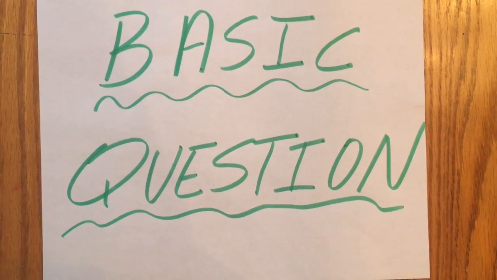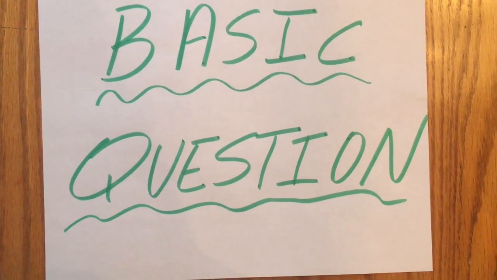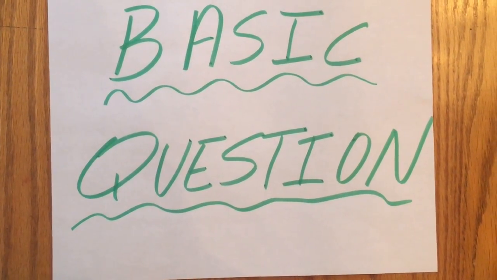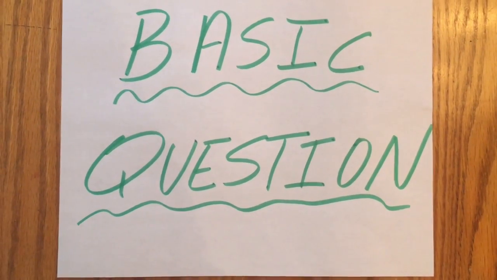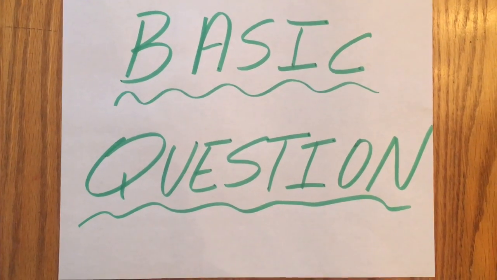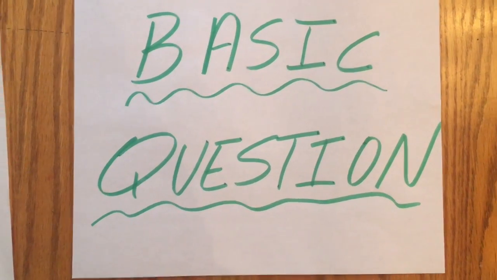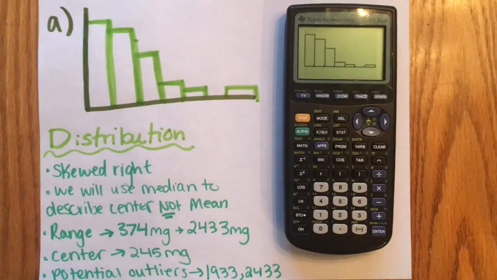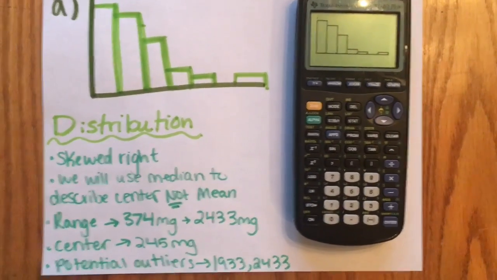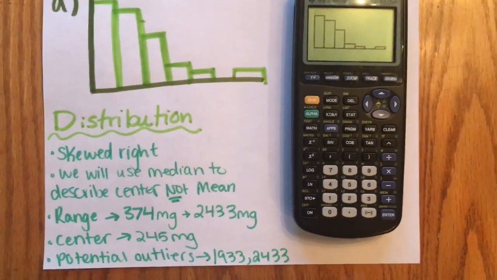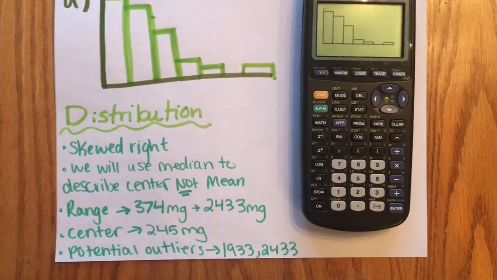For the basic question, it gives us data and says here are estimates of the daily intakes of calcium in milligrams for 38 women between the ages of 18 and 24 years who participated in a study of women's bone health. So part A asks to display the data using a histogram. Describe the distribution of calcium intakes for these women.